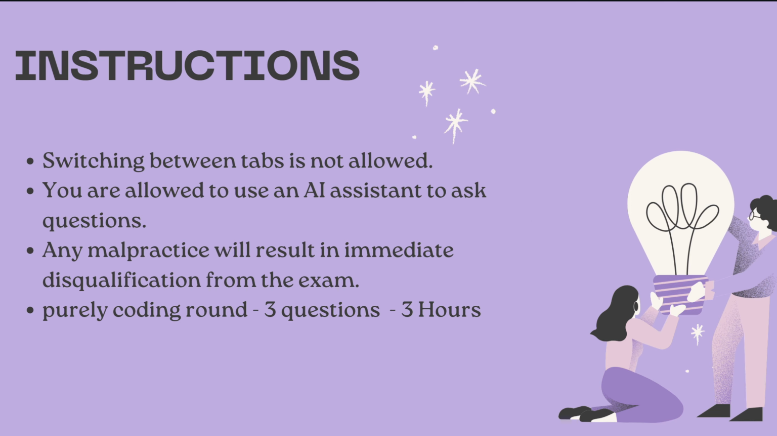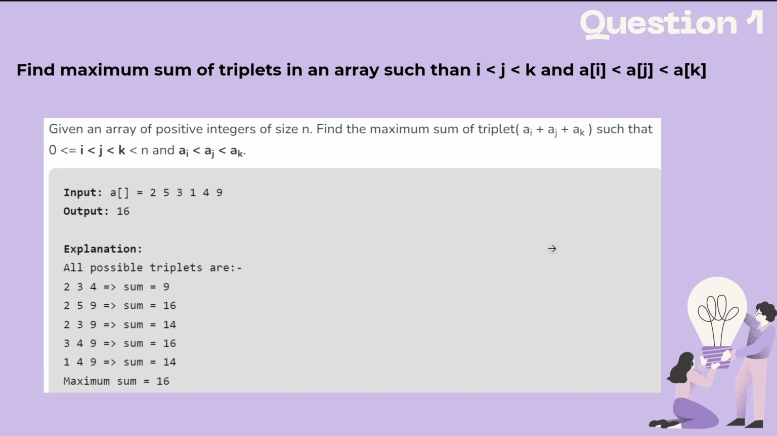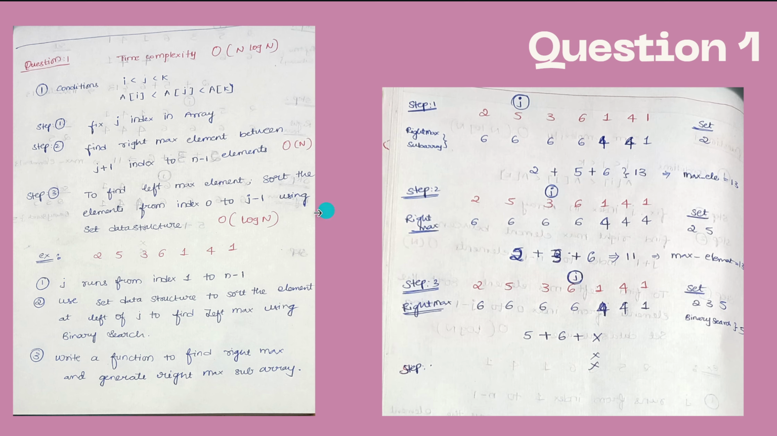and the more questions which are asked in Infosys. This first round is purely a coding round which consists of 3 questions, and this is in 3 hours. Okay, this question I have discussed in my previous video, sum of triplets, and I have also given the approach to that question. This is the approach of that question.